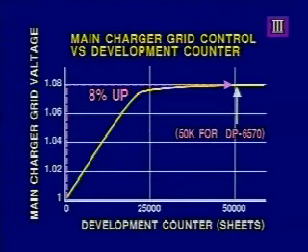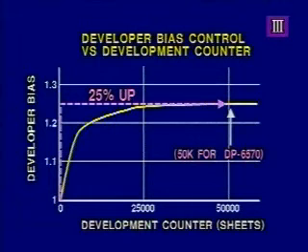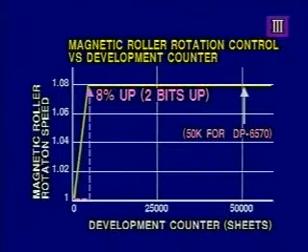And in order to fit into the characteristics of the developer material, when the development counter is between 0 and 50,000 for A4 letter, the charger grid voltage is increased by about 8%. Along with that, the laser intensity is increased by about 4%. And furthermore, the developer bias by about 25%. In addition, the rotation speed of the magnetic roller is raised by about 8%, or by 2 bits.